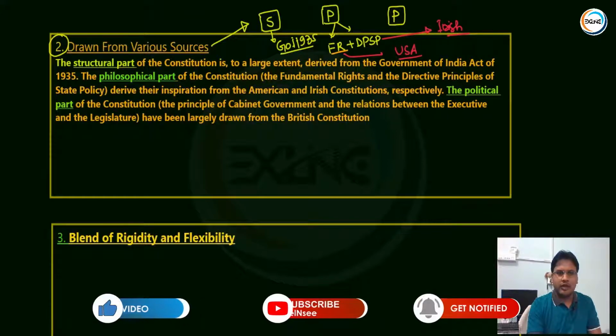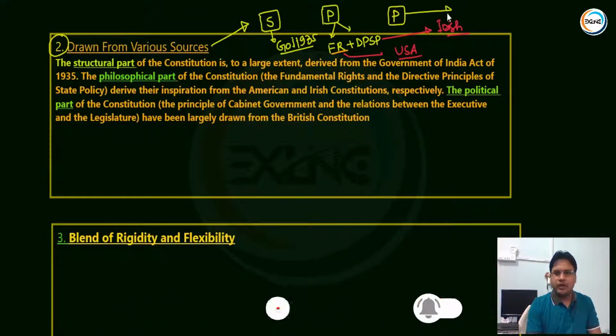ठीक है. Simultaneously, when we say the political part, that is political system, cabinet government, it is taken from the British Constitution. Apart from that, a number of provisions like interstate trade and commerce, the federal system, emergency provision, these are taken from various other constitutions of the world. At the end of the lecture, I will give a trick to remember कि किन provisions को किन sources से derive किया गया है. So do not bother about that.